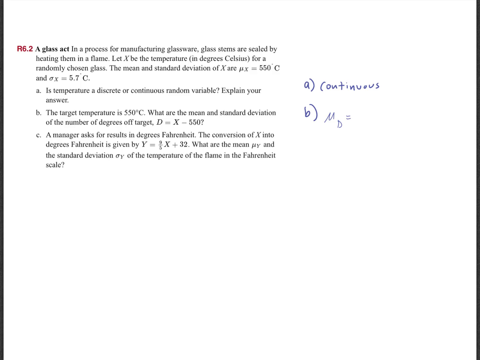So this will be the mean of X minus 550, and that was 550. Okay, and then the standard deviation of D. Okay, standard deviations don't get affected by addition and subtraction, so the standard deviation stays the same.